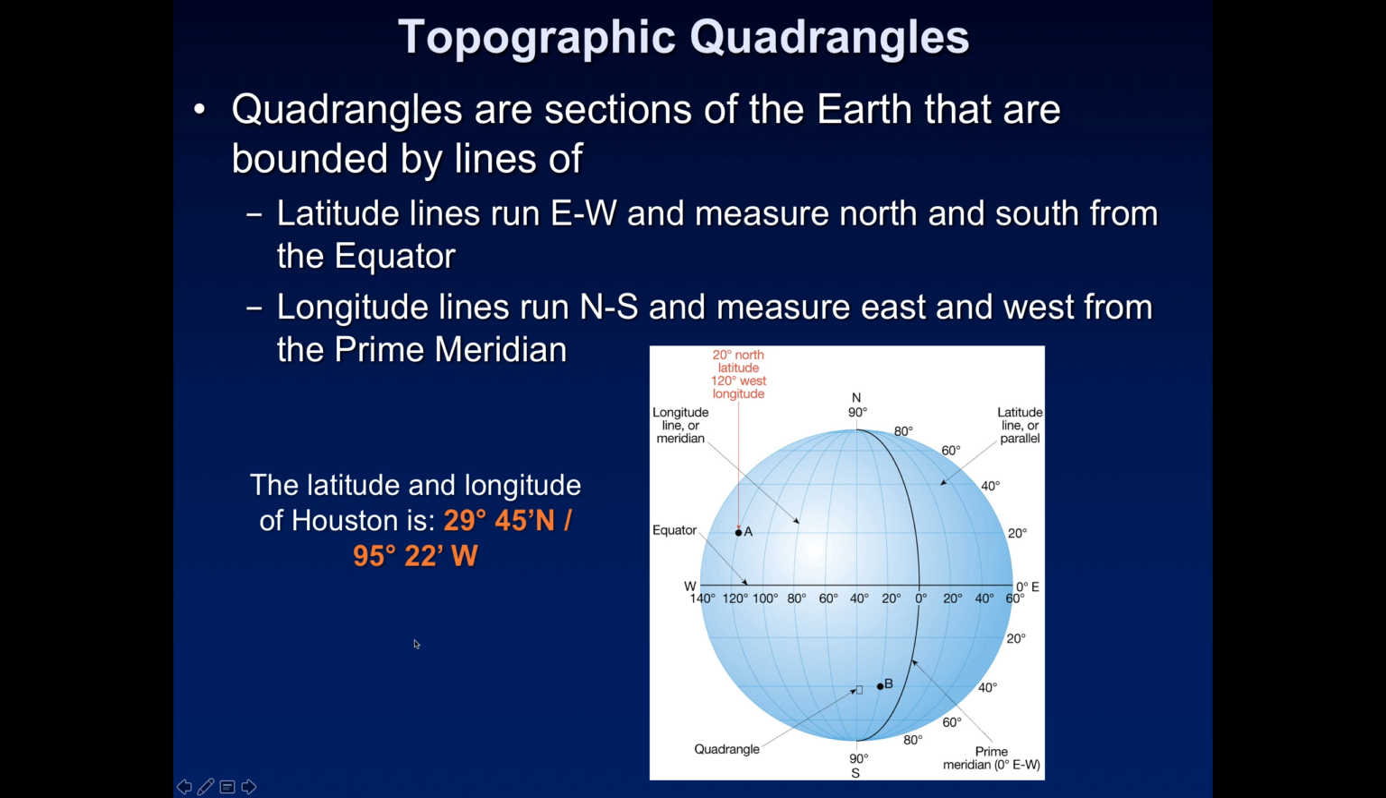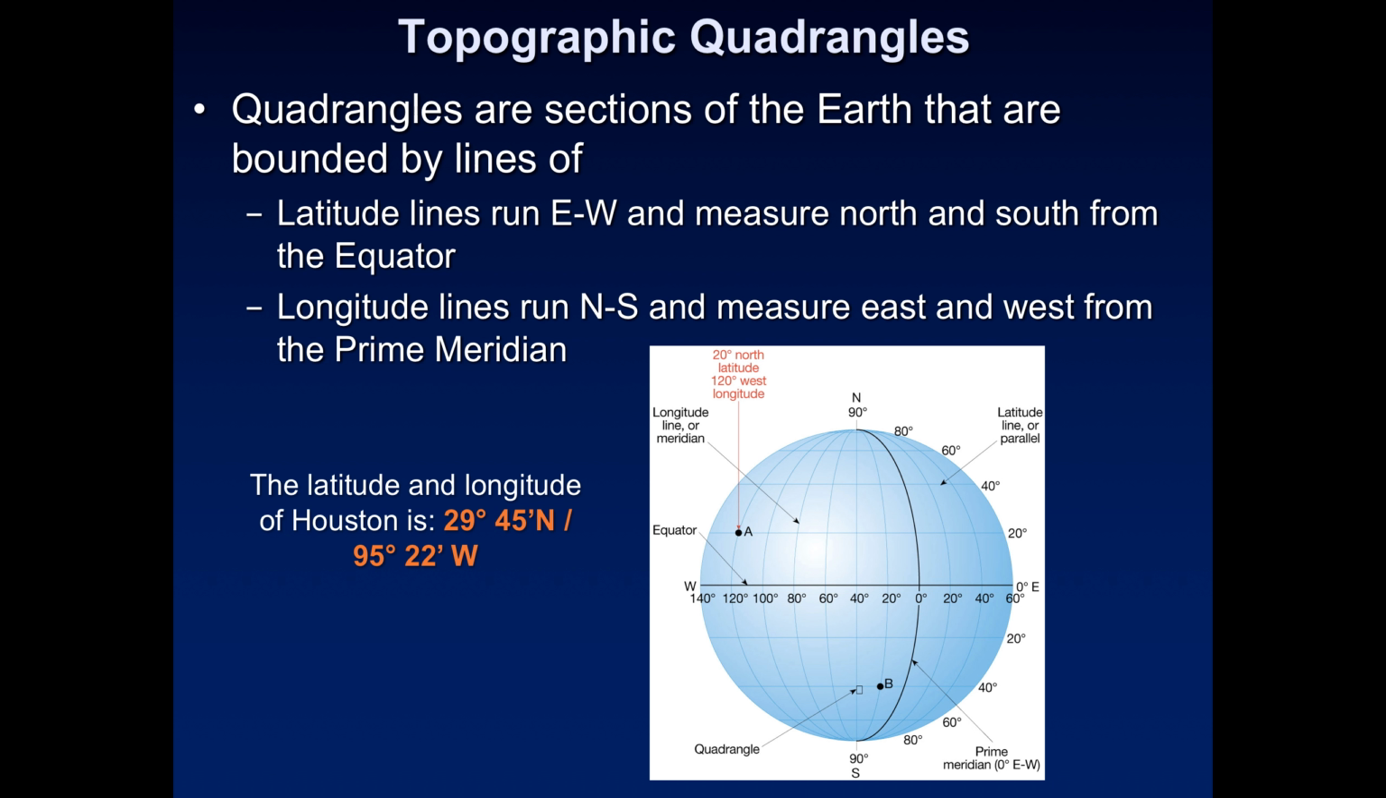The latitude and longitude of Houston is 29 degrees 45 minutes north and 95 degrees 22 minutes west. If we were to find that on here, we said 29 degrees 45 minutes north. So we come all the way up to about here, because here's 40 and here's 20. 29 is almost halfway. And then 95 degrees 22 minutes west. If this is 0, our prime meridian, which is in the UK, we have to come all the way over to 95, so almost to there. And we're going to plot it. So Houston is about somewhere like that on this globe.